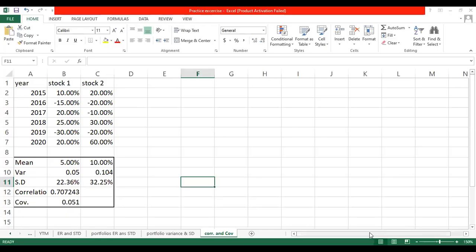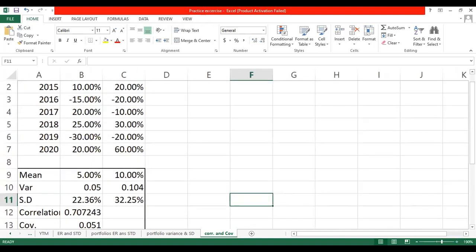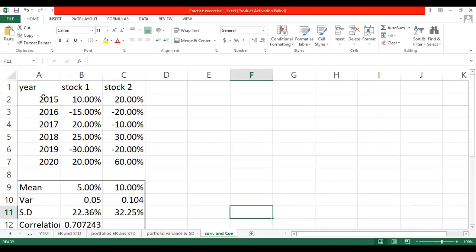Okay, now here we have an example. We have yearly data from 15 to 20 years: 15, 16, 17, 18, 19 and 20.